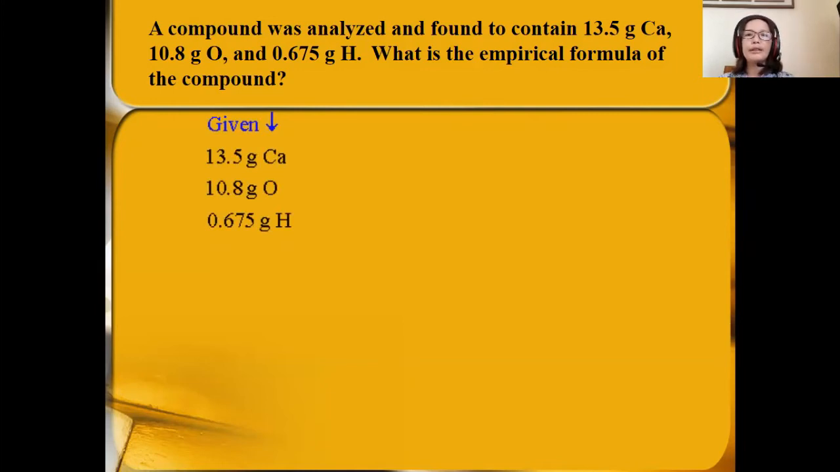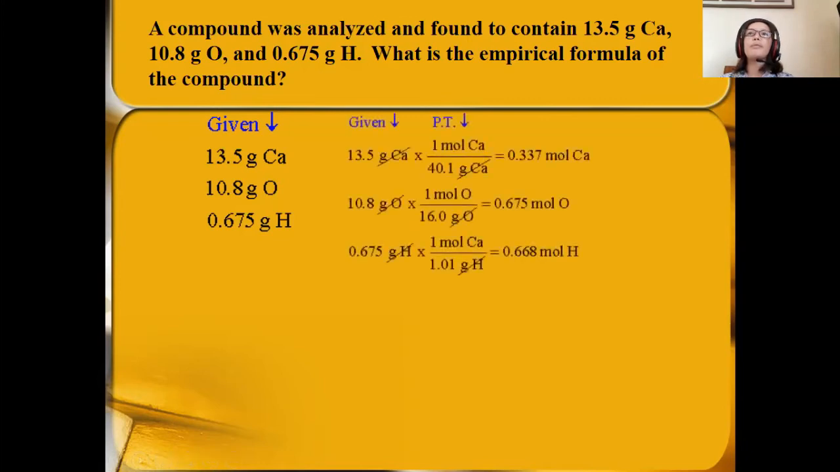Then get the moles. So the given mass of calcium will be divided by the molar mass. Same with oxygen, 10.8 grams divided by the molar mass of oxygen. And also for hydrogen, you divide it by 1, 0.675 divided by 1. And these are the moles. So we have 0.337 mole, 0.675 mole, and 0.668 mole.